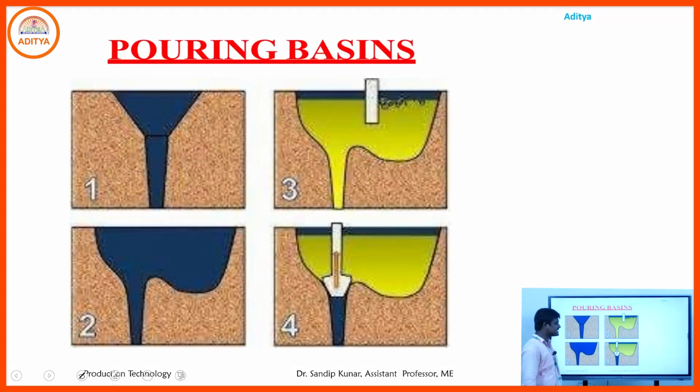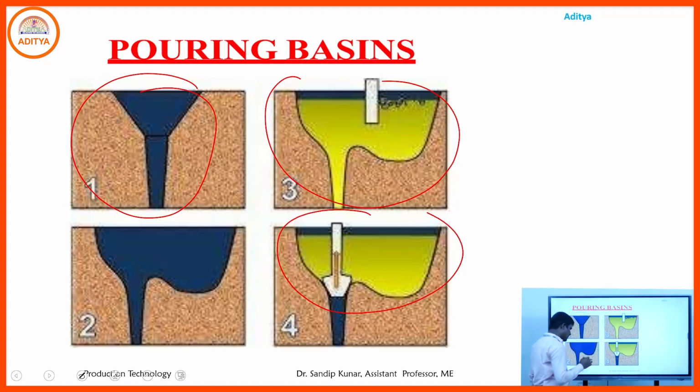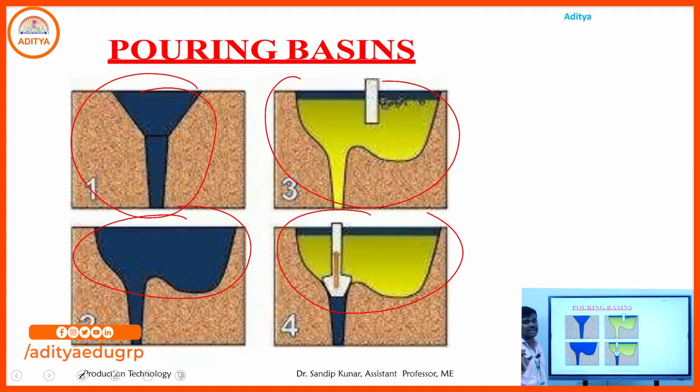Now, these are some shapes of the pouring basin. Always follow this type of shape and maintain these pouring basin shapes. Do not follow other types of shapes, because other shapes may cause problems when we pour the molten metal into the gating system.